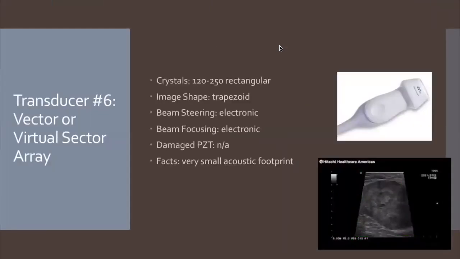So don't get your shapes confused, but so far we have sector, blunted sector, trapezoid, parallelogram. And then beam steering and focusing are both accomplished electronically. So remember, with time delays, we don't really know what happens if the PZTs break, so that's not relevant, I guess. And then a fact about this transducer is that it's really, really small.